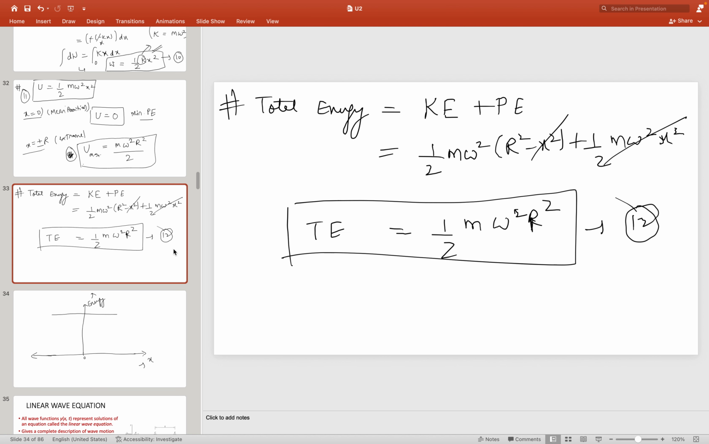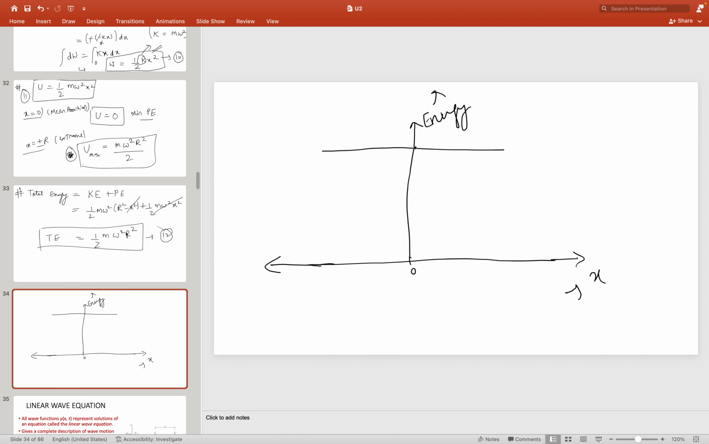First of all, total energy is independent of x. I am getting a constant value of total energy, half m omega square r square. I will mark this point as half m omega square r square. This is the curve for total energy, I can say.